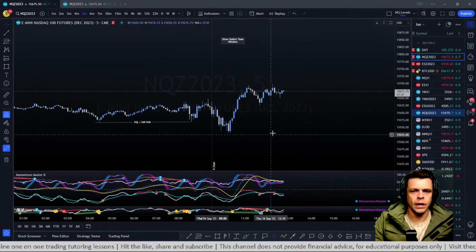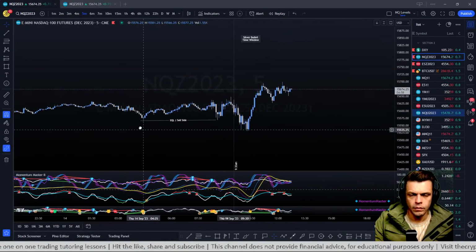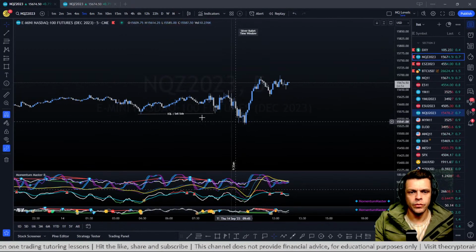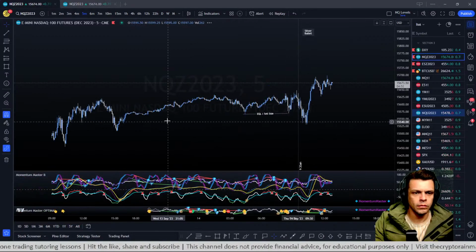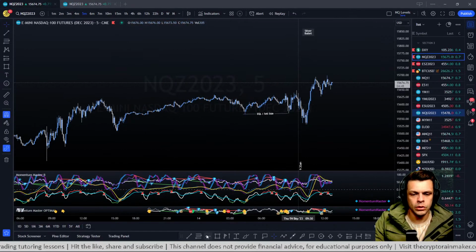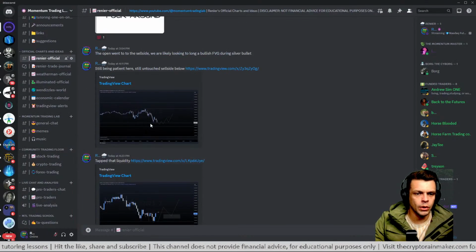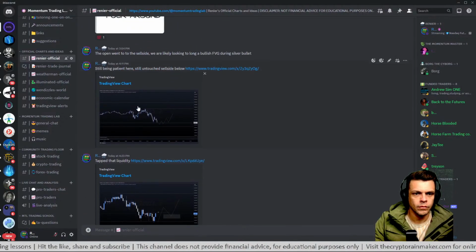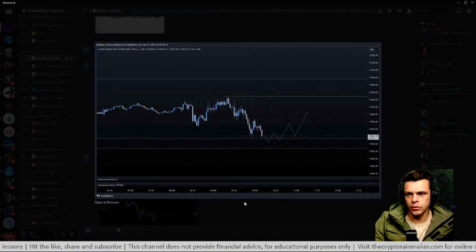Okay, so now see what happens. Right at 9:30, we move into the sell side liquidity, and there was even that low right there. I think this was the low that I was actually mentioning in the Discord, the one that I was waiting for. That line right there.